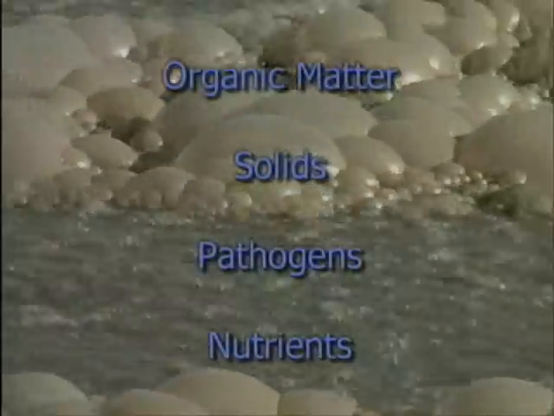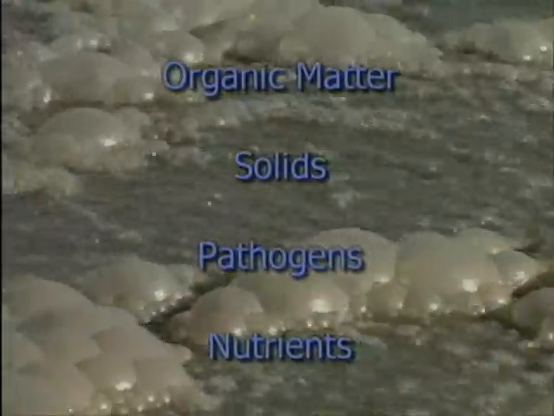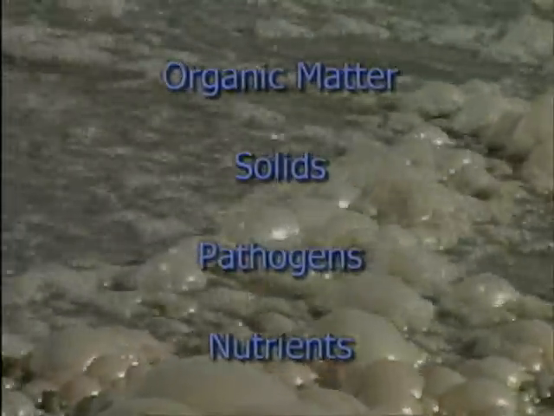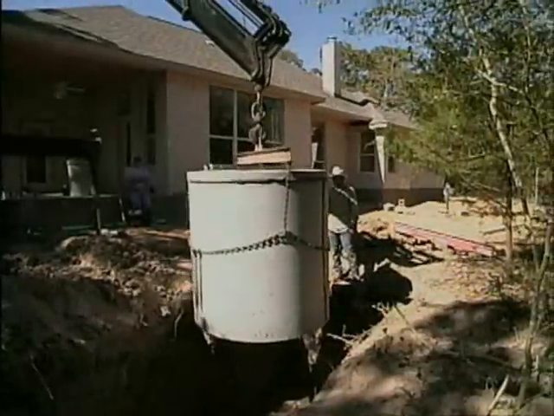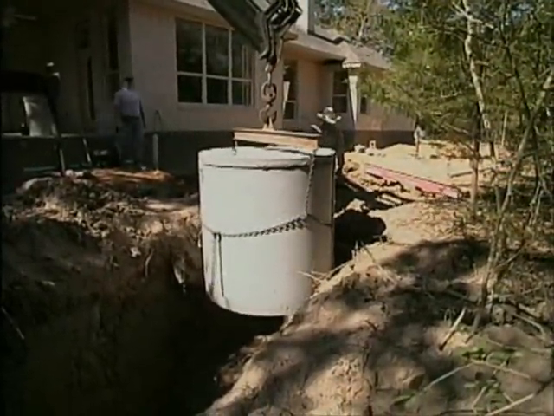Wastewater contains organic matter, solids, pathogens, and nutrients. These materials must be removed to protect public health. A variety of pretreatment components can be used with a drip dispersal system.